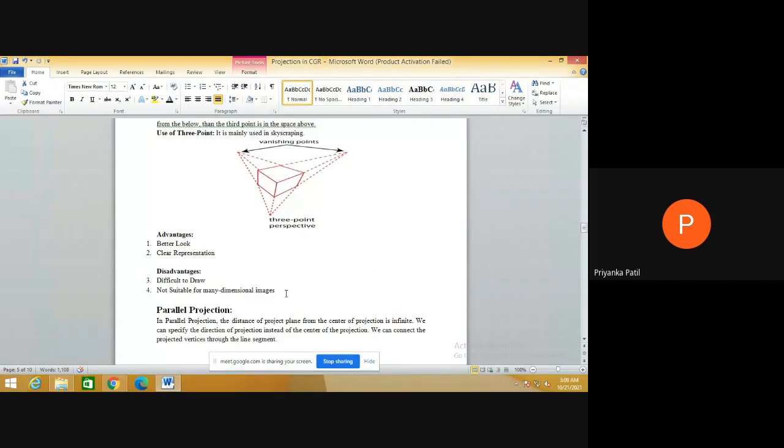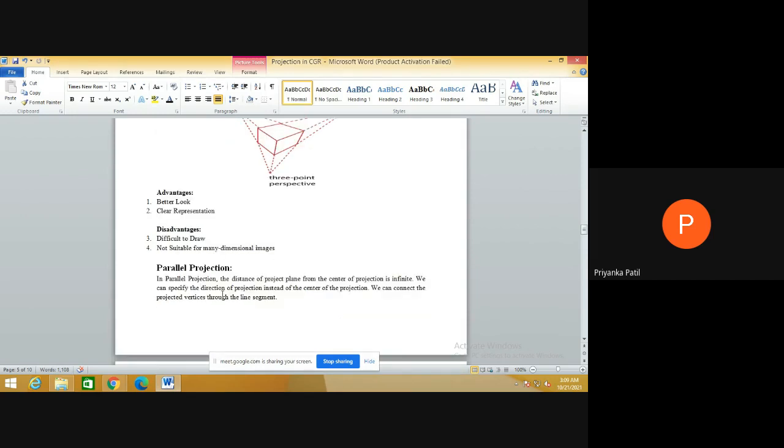The different advantages of perspective projection are here. With the help of this projection, we get a better look and a clear representation of the given object. Disadvantages: it's quite difficult to draw, and it is not suitable for many-dimensional images, because it increases the number of calculations and the complexity of drawing.